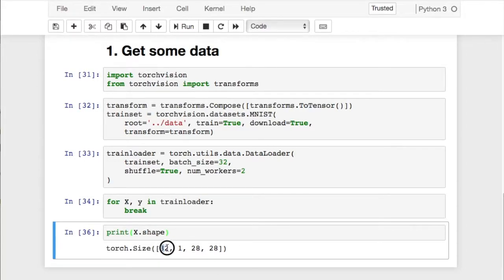There are 32 samples. Each of the samples has one channel because those images are grey level images. There is no R, G, and B, only a brightness of each pixel. And there are 28 by 28 pixels in each of the images.